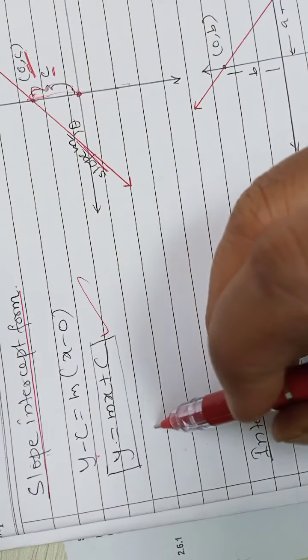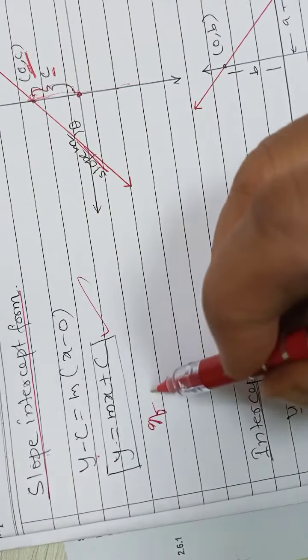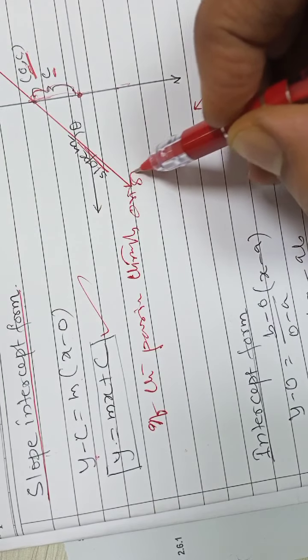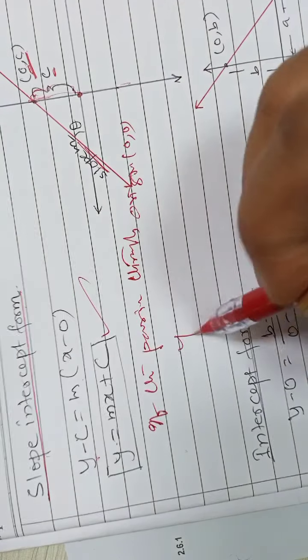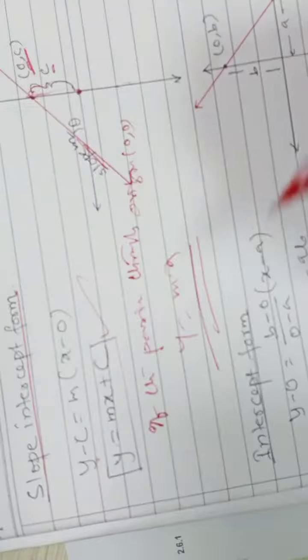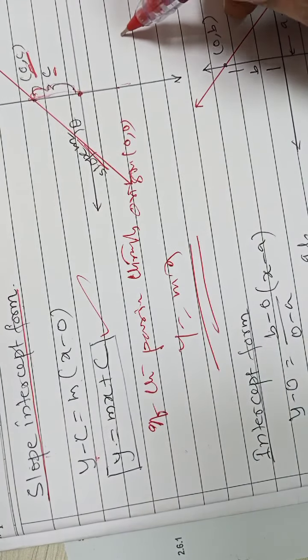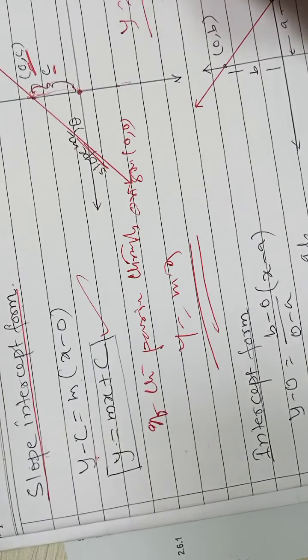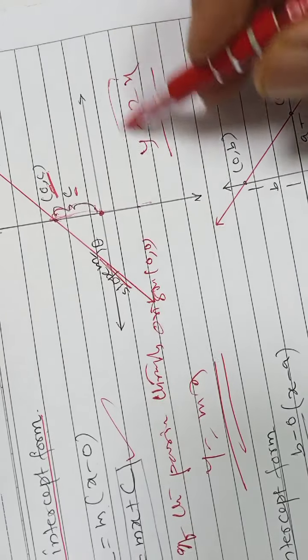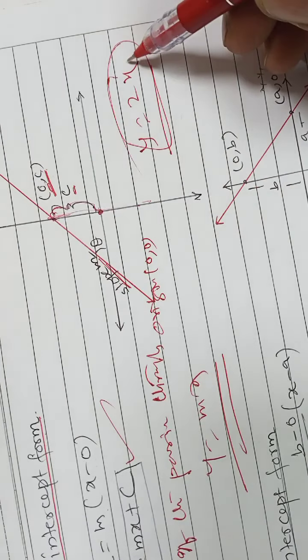So, if the line passes through the origin, meaning 0, 0, then y is equal to mx will be the equation. Suppose the equation given is y is equal to 2x. We can understand that this line is passing through the origin.